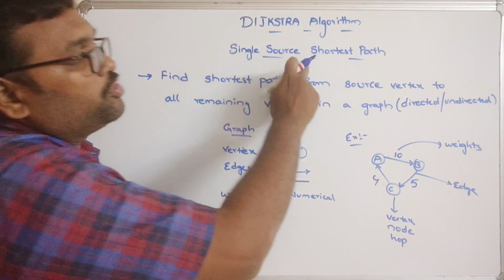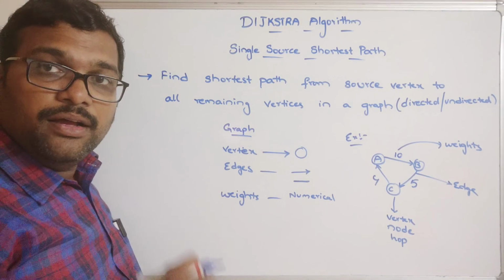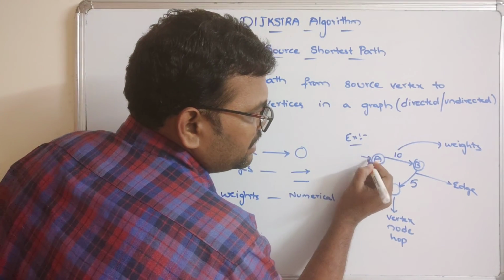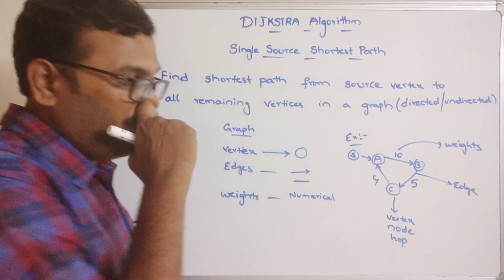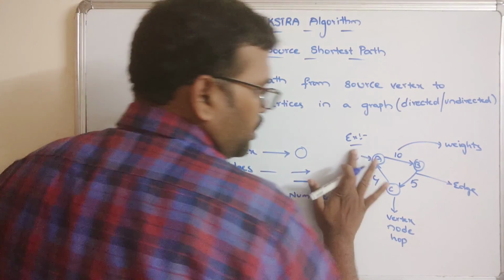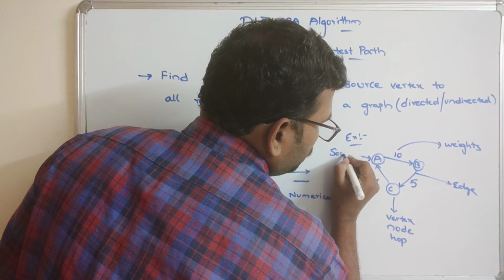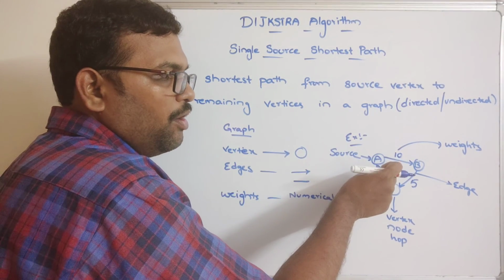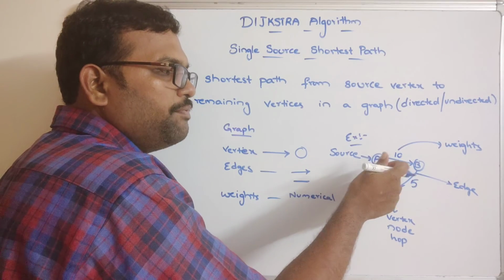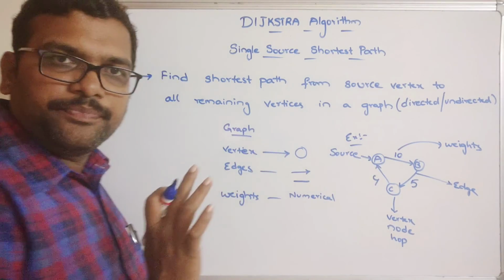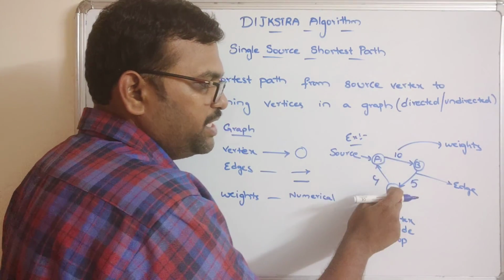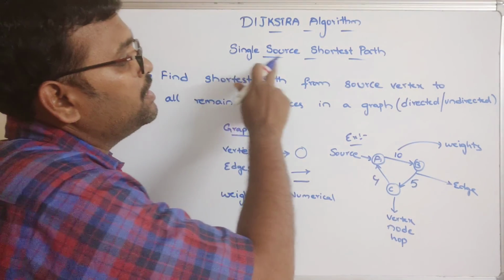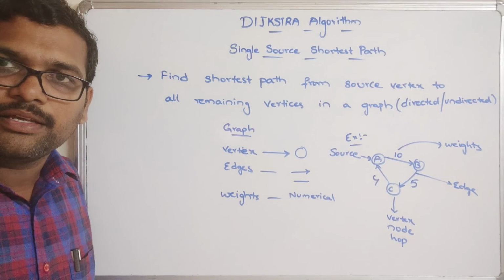Now for the single source shortest path, first we have to find out the source node. For example, let this be the source node. Don't get confused here. I'll write source, right? Source is A. So from A, what is the shortest path to all other vertices? A to B, A to C. That we have to find using this single source shortest path.